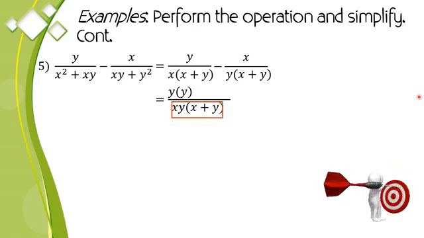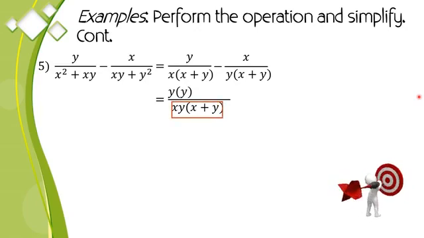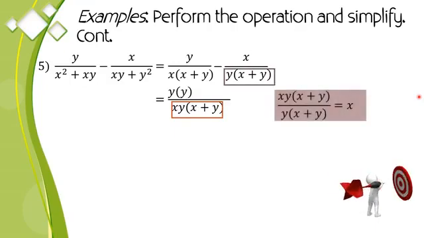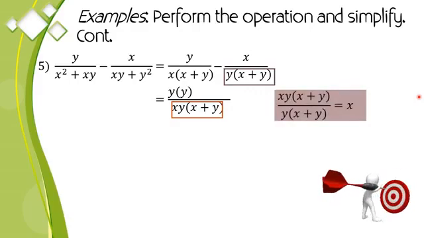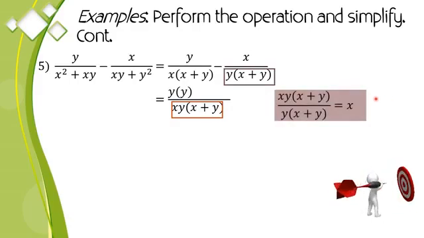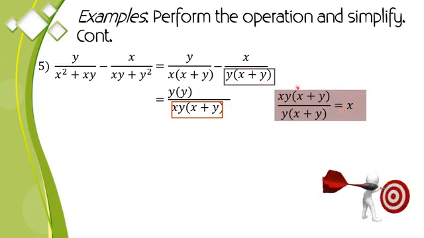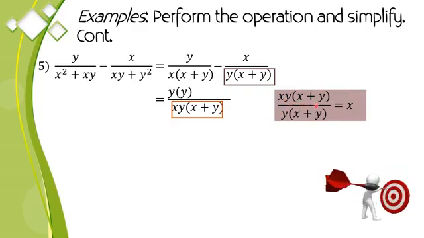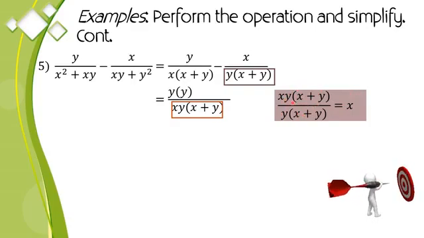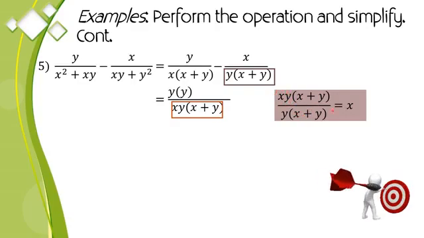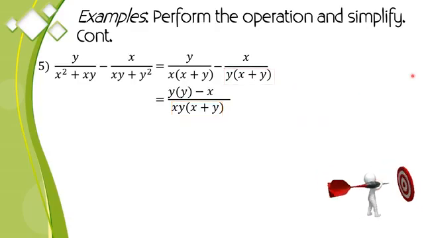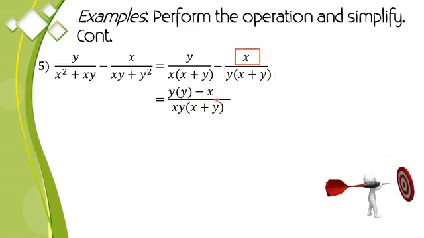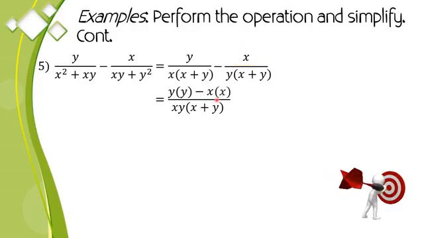That is the LCM. Xy times the quantity of x plus y divided by y times the quantity of x plus y is equal to x. Okay, so we divide common factor. The common factor is y. Y divided by y is equal to 1. X plus y divided by x plus y is equal to 1. So the remaining now is x. So you write x and then you copy the operation minus and then times the numerator, that is x.